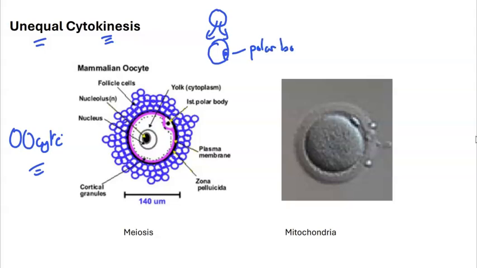And this polar body has no cytoplasm, no organelles. Those are all retained within the larger cell here of the oocyte. And in fact, we have what's called the first polar body, and the main cell will actually go through another division to form a second polar body, again with unequal cell division.